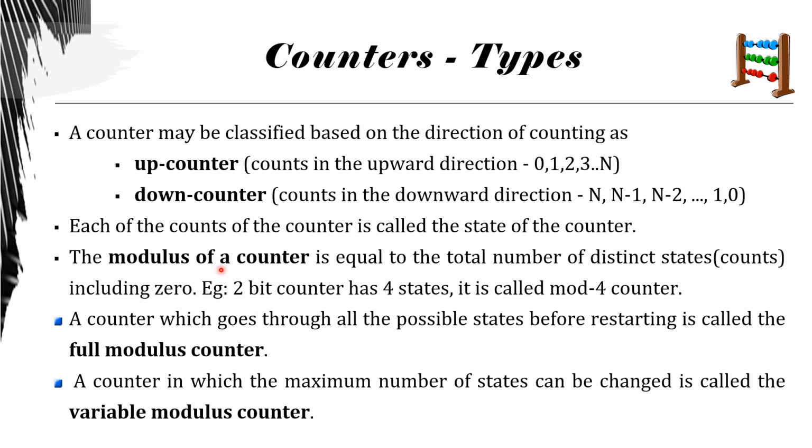So the modulus of a counter is nothing but the total number of distinct states. If a counter has n bits, it consists of 2 raised to n states, and so it can be called a mod 2 raised to n counter.